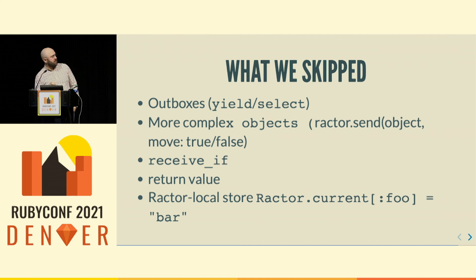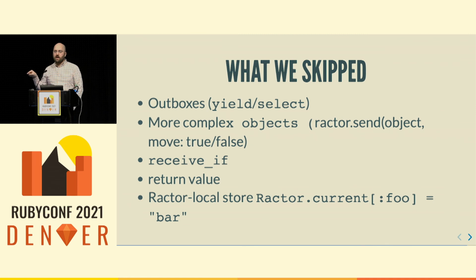You can also, we alluded to this, pass in more complex objects. The Ractor.send method has a move argument, and if you set it to true, it will change the ownership of that object to the new Ractor, which means only that Ractor is going to be able to access it. And if you set it to false, it will do a deep copy where it will copy that object and any other object that it refers to and any other object that it refers to all the way down.